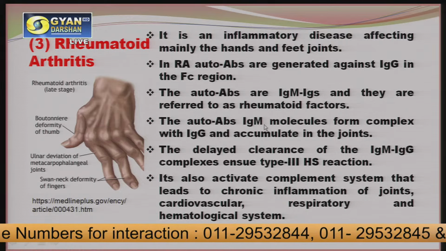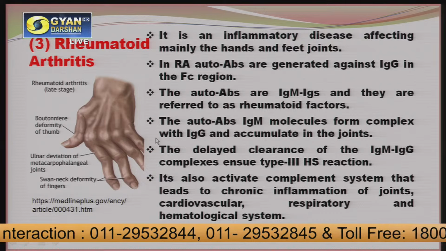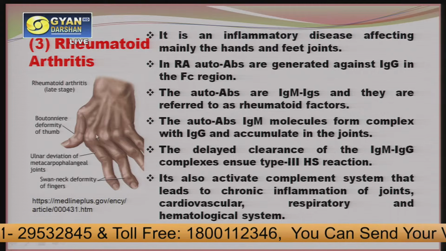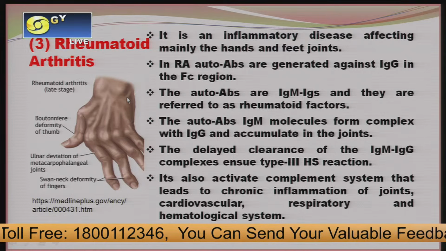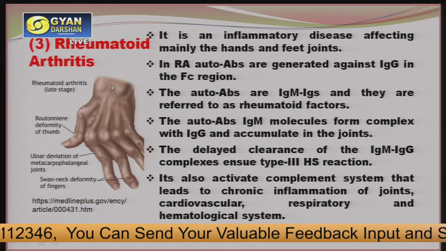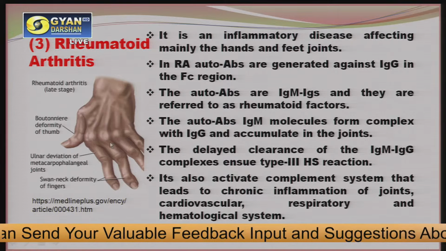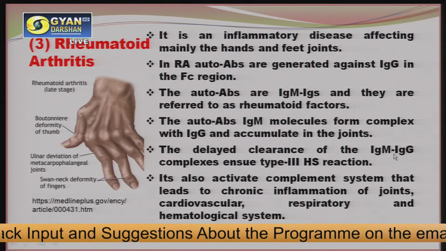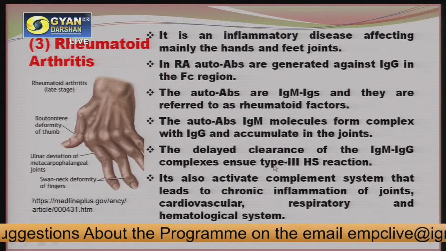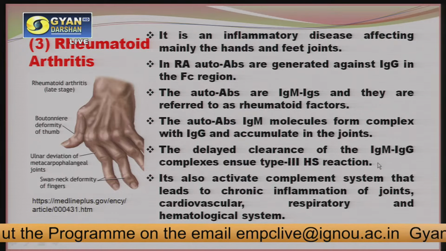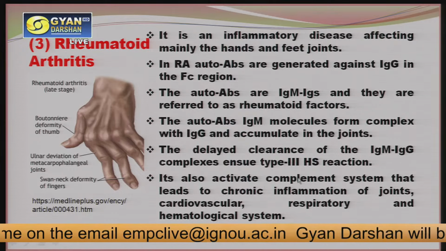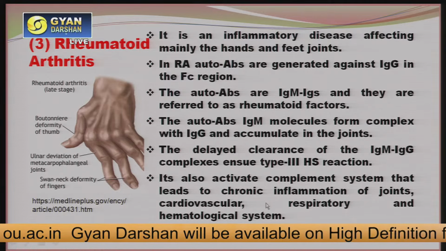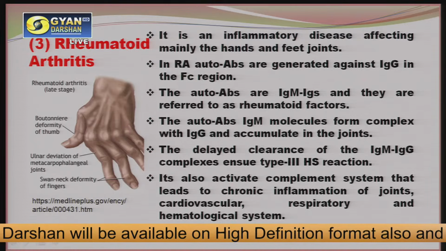The autoantibody IgM molecules form complexes with IgG and accumulate in the joints. So in the various joints, these autoantibodies and IgM accumulate, and ultimately deformation takes place. This delayed clearance of the IgM and IgG complexes ensures a type 3 hypersensitivity reaction. It also activates the complement system, which leads to chronic inflammation of the joints and of the cardiovascular, respiratory and hematological systems.